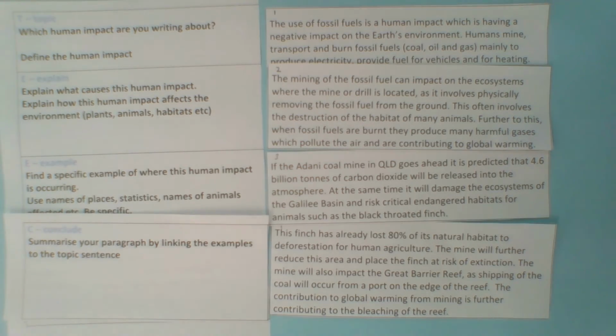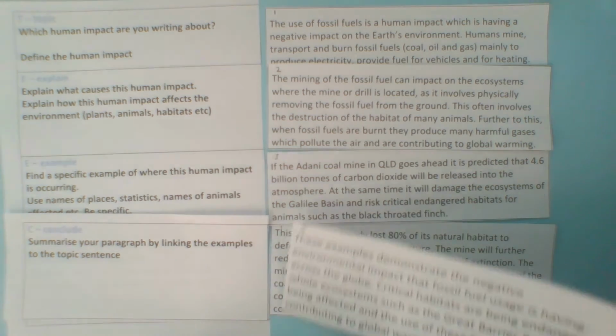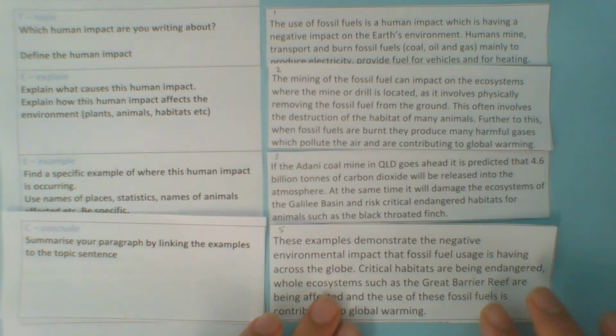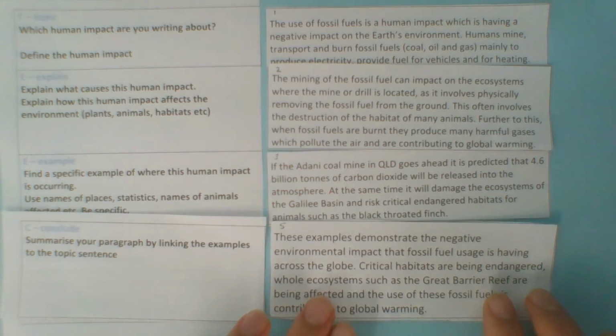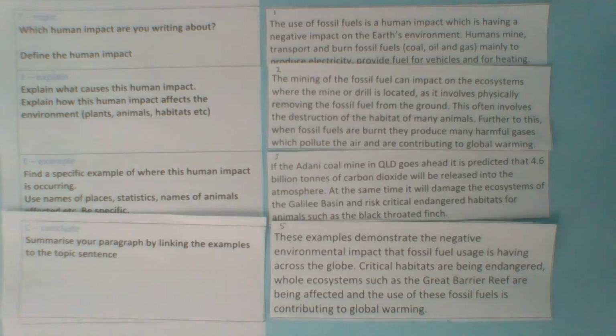Conclude, summarize your paragraph by linking examples. And if you have a look at your marking criteria, it's fairly specific here about how it wants you to go about this part. So these examples demonstrate the negative environmental impact that fossil fuel usage is having across the globe. I'm trying to use 3 links here. So critical habitats are being endangered, whole ecosystems such as the Great Barrier Reef are being affected, and the use of fossil fuels is contributing to global warming.